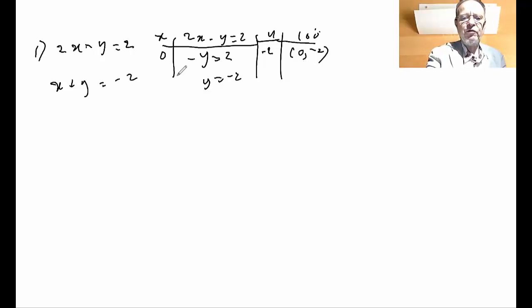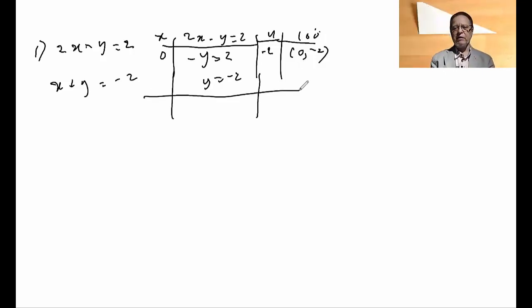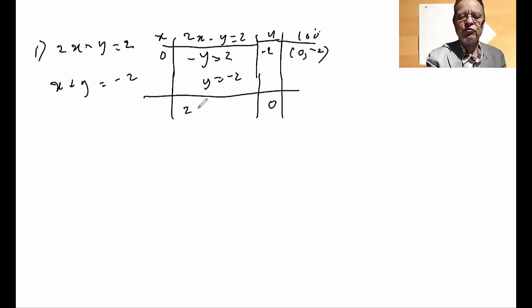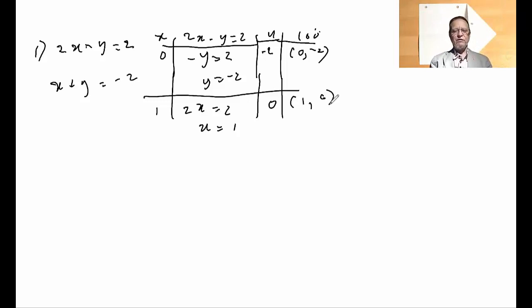Then for the other, because we need at least 2 points to make a line, I'll make y equal to 0 for simplicity. And I have 2x is equal to 2. So x is equal to 1. So here we have 1, and our coordinate is 1, 0. So that's for that line.